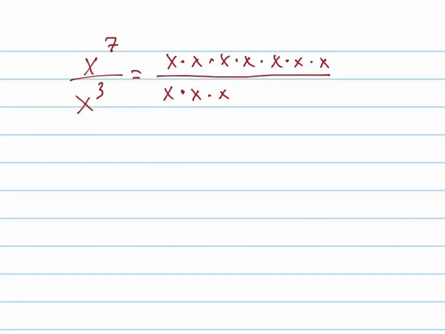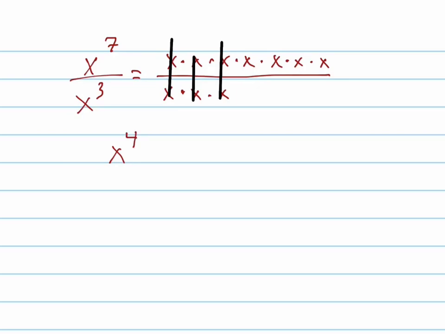So I have 7 x's on the top, I have 3 x's on the bottom, and all I really got to think about is, what is x divided by x? Yeah, it's 1. So that's 1, that's 1, that's 1. And what am I left with? How many x's? Yep, and that's my answer.